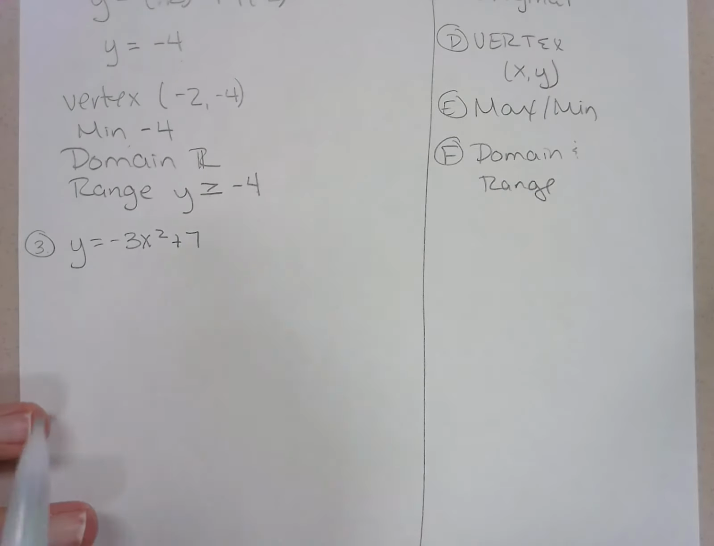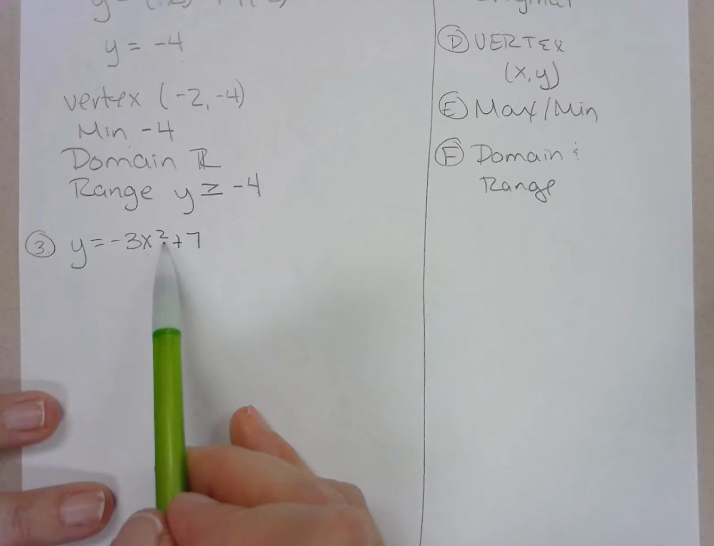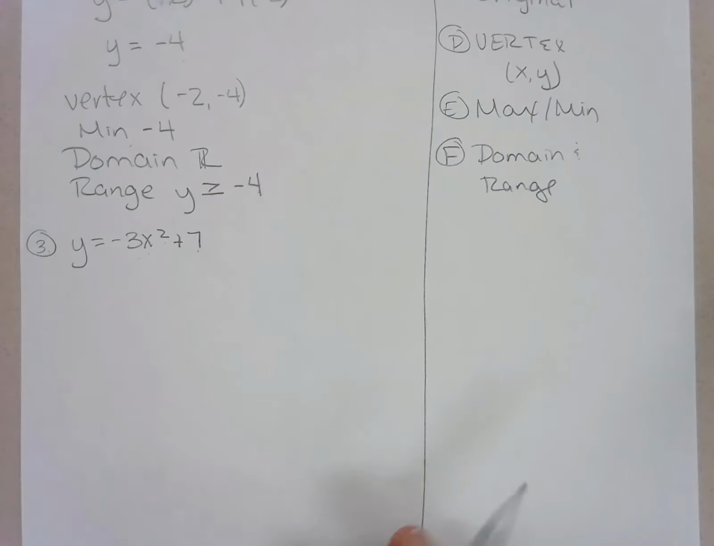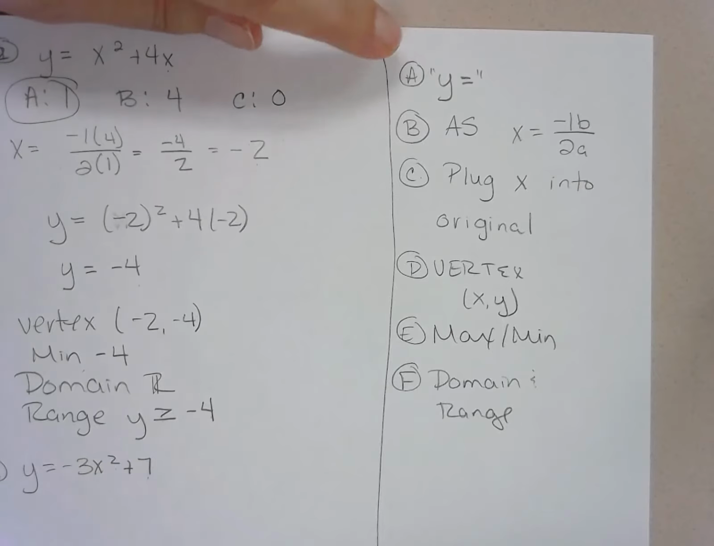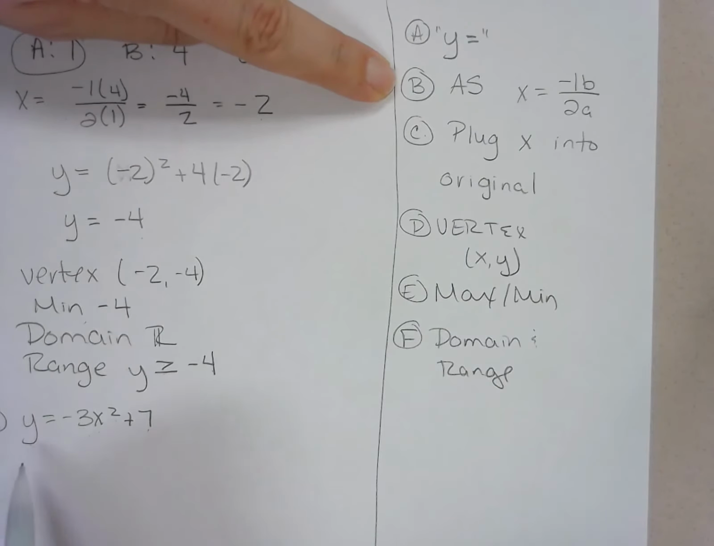Our third problem that we're going to work is y equals negative 3x squared plus 7. So we're going to go through the steps that we have written over here. The first one is, are we in y equals format? Yes, we are. Good, we're done with that.